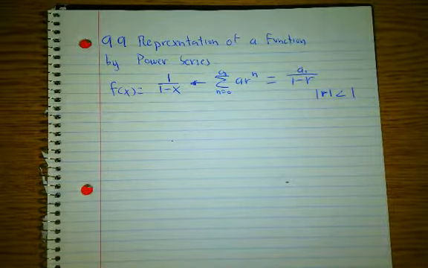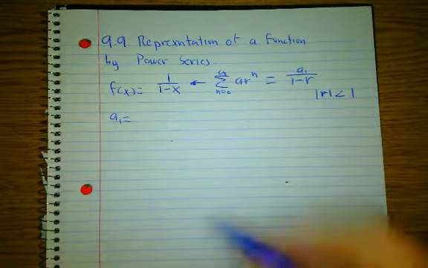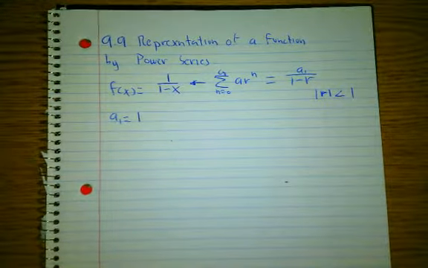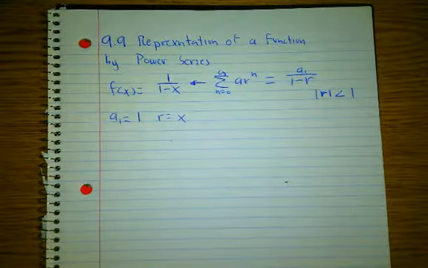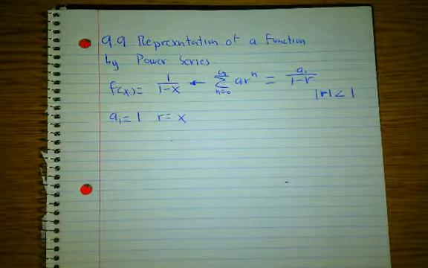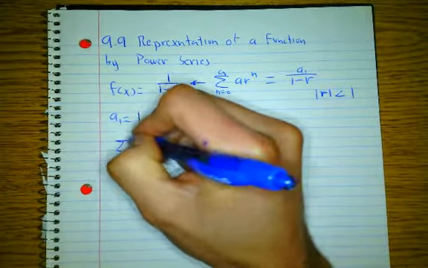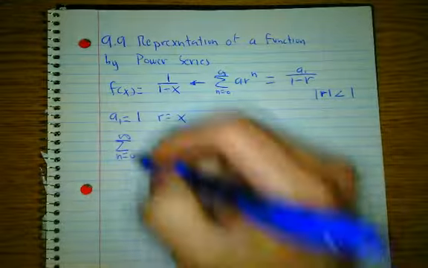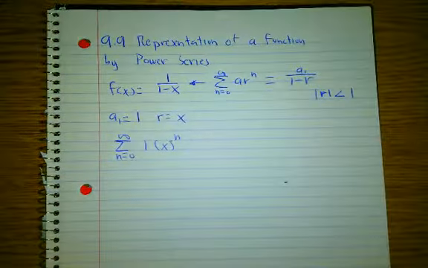If you look at this, this looks pretty much the same way, and it tells you a few things. First of all, it tells you that the first term would be 1, and it tells you that the rate would be x. Agreed? Therefore, could you make this into a series? Yes, you can: the series from 0 to infinity of the first term times the rate to the n power.